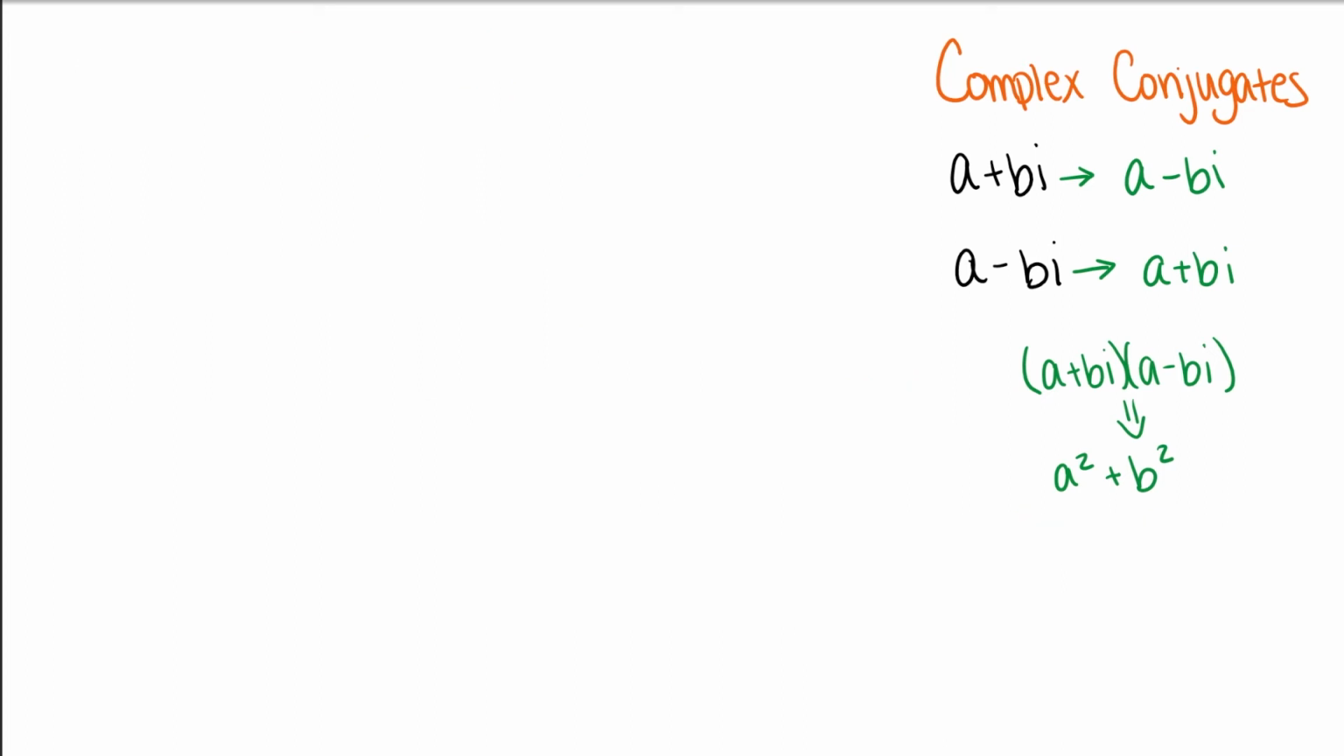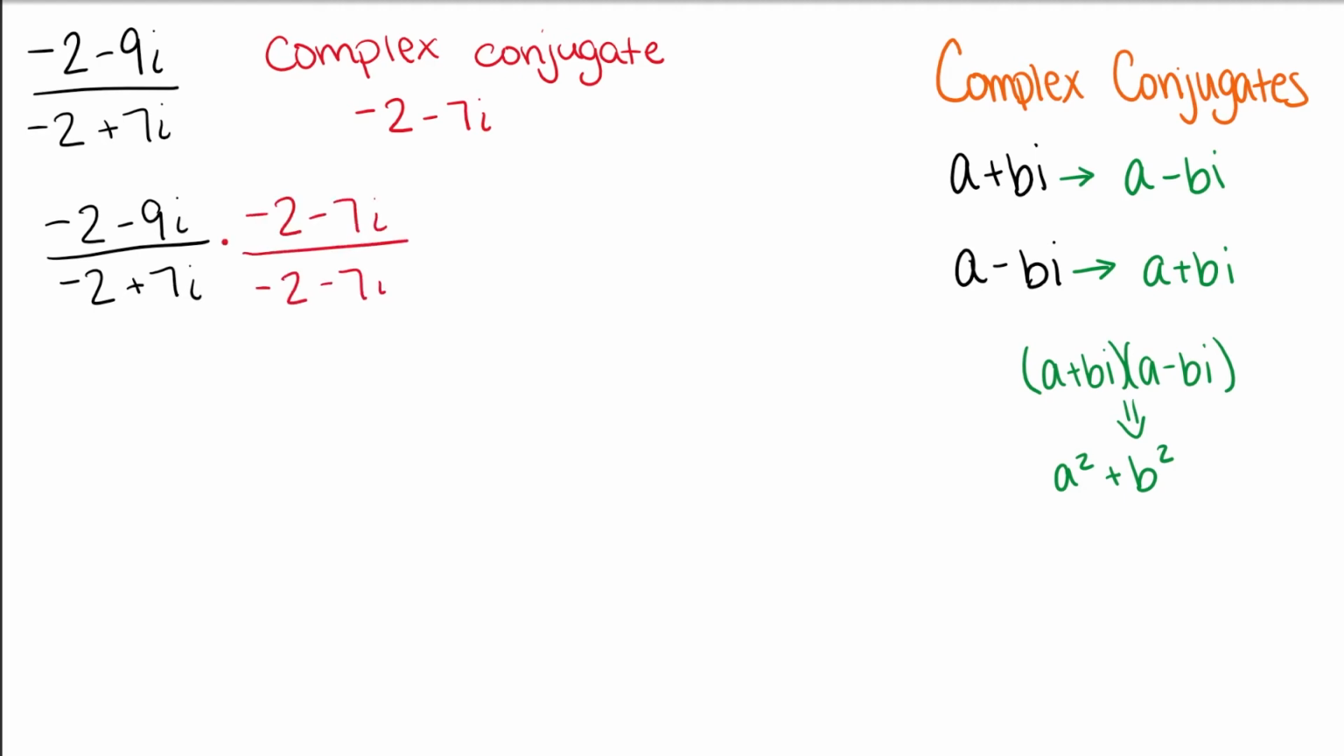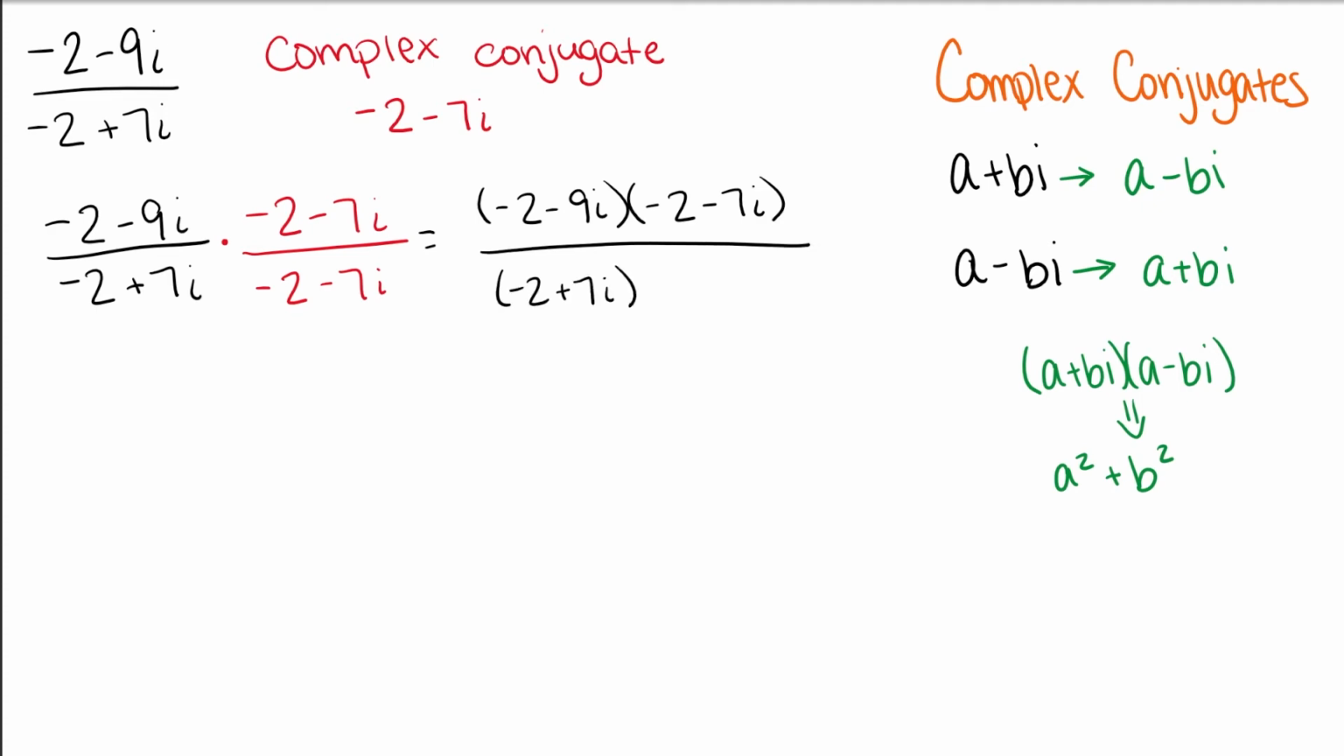Next we have negative 2 minus 9i over negative 2 plus 7i. Here our complex conjugate is negative 2 minus 7i. So we'll multiply that to the top and bottom of our fraction. So this becomes negative 2 minus 9i times negative 2 minus 7i over negative 2 plus 7i times negative 2 minus 7i. We'll FOIL our numerator and our denominator.